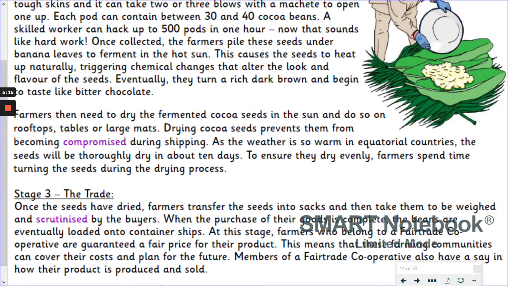As the weather is so warm in equatorial countries, the seeds will be thoroughly dry in about 10 days. To ensure they dry evenly, farmers spend time turning the seeds during the drying process.